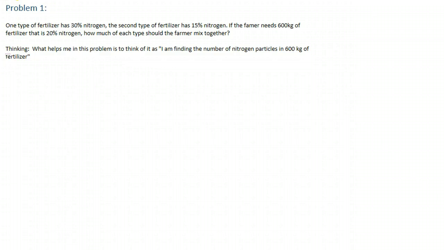So one type of fertilizer has 30% nitrogen. The second type of fertilizer has 15% nitrogen. If the farmer needs 600 kilograms of fertilizer that is 20% nitrogen, how much of each type should the farmer mix together? So the setup for this one can be a little challenging. One thing that helps me work through it is I think of it as finding the number of nitrogen particles in 600 kilograms of fertilizer.